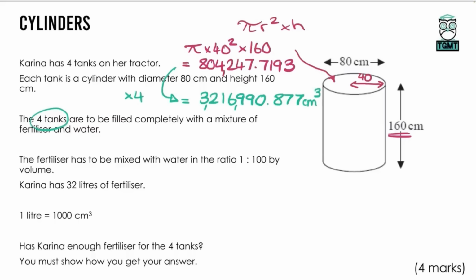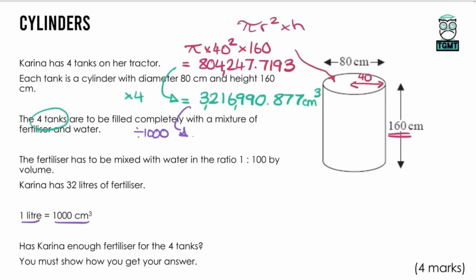Now, it says here, Karina has 32 litres of fertiliser, and it's going to be mixed in the ratio with water 1 to 100. So we're going to need to work out exactly how much volume we have here, but that's given to us in litres, and we're currently working in centimetre cubed. So completely up to you. You could either convert the 32 litres into centimetre cubed and keep dealing with very large numbers, or we could turn this volume now into litres, and we can do that just by dividing by 1,000, as it's 1 litre for 1,000 centimetre cubed.